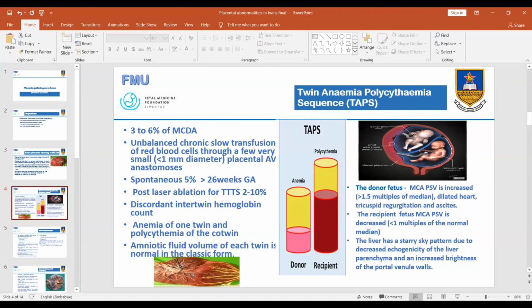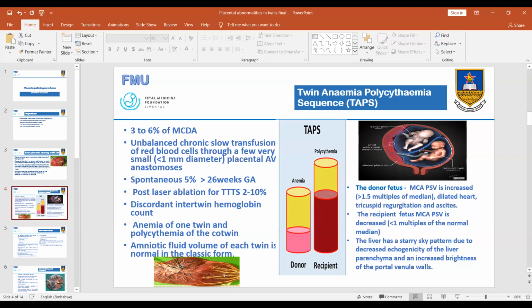So this can arise spontaneously in about 5% of the cases, and it usually starts after 26 weeks of gestational age. It can also arise post-laser ablation for twin-to-twin transfusion syndrome, and this occurs in about 2 to 10% of the pregnancies post-laser ablation. The problem in this condition is mainly a discordance in the hemoglobin count.